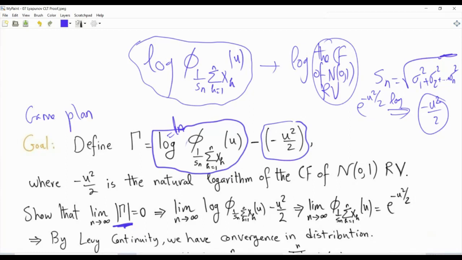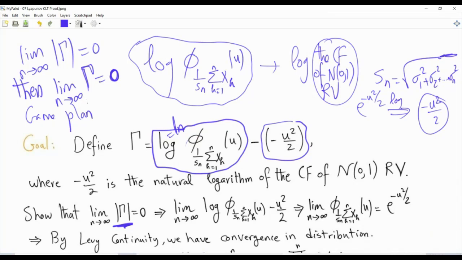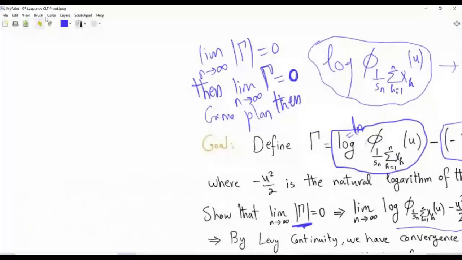And if this is true, I will just say it: if you take the limit as n goes to infinity of the magnitude of gamma, which is 0, then the limit as n goes to infinity of gamma itself is 0. Then the limit of this quantity here is equal to 0, that's gamma, and so this limit is equal to e to the minus u squared over 2. But if you have a limit, you can take the exponential of both sides because the exponential is a continuous function. So let's again write this.